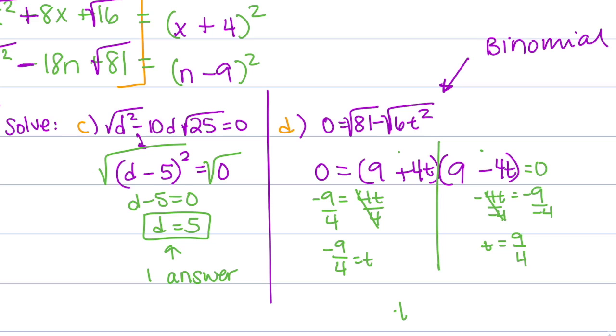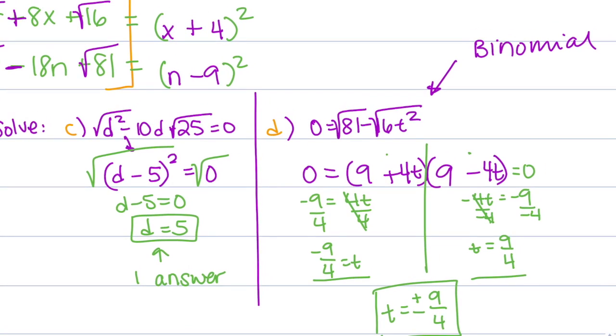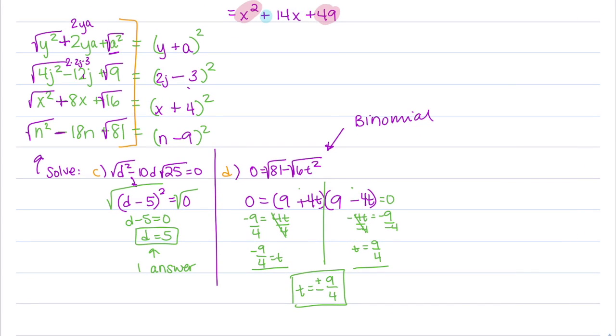So notice how for this example we end up with the same number, but we get both the positive and the negative. So I can write it like that, or I can box either one of these, but we end up with two answers, same number, but different signs. That's it for lesson 7.9.